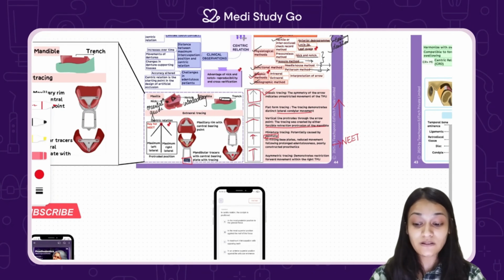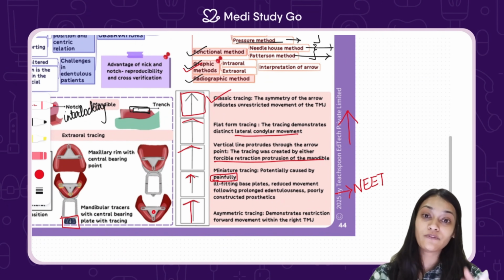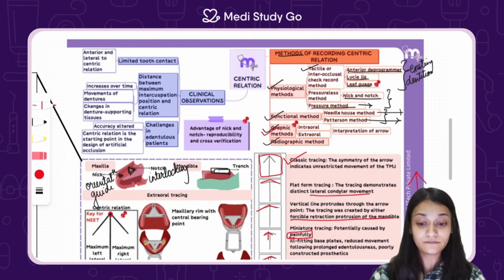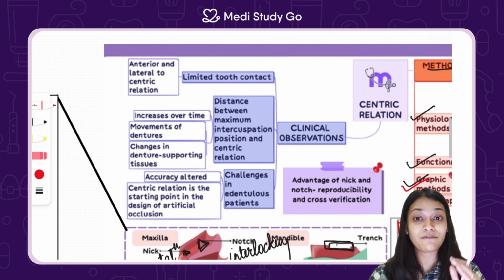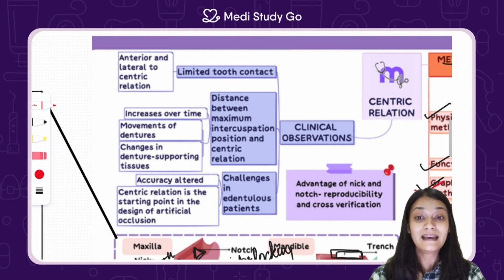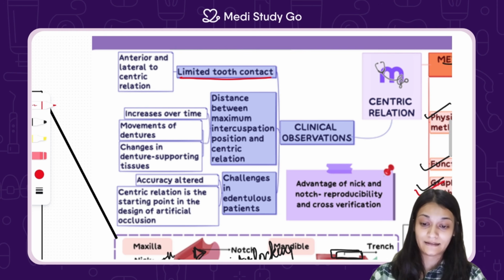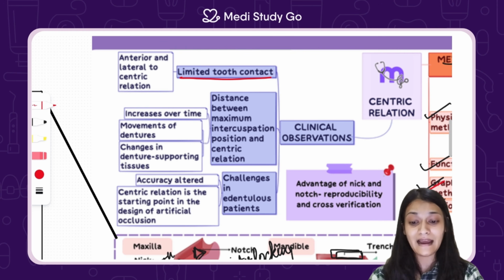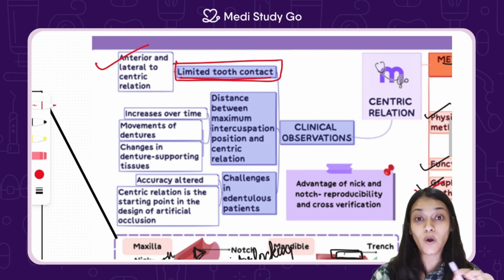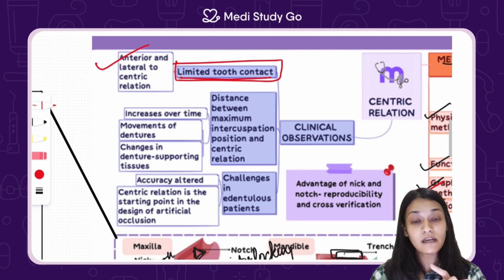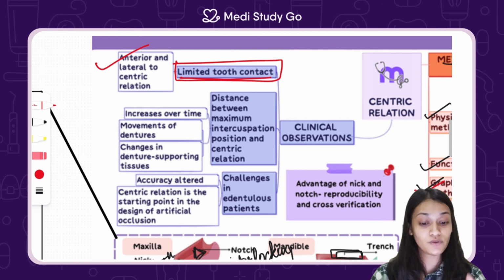So this was all about the methods that we use to actually record. Now, what are the clinical considerations that we have to look for when recording centric relation? There can be limited tooth contact. Now, what will happen? Anterior and lateral to centric relation, limited tooth contact can lead to a compromised centric relation, but you can use a combination of methods to record it.